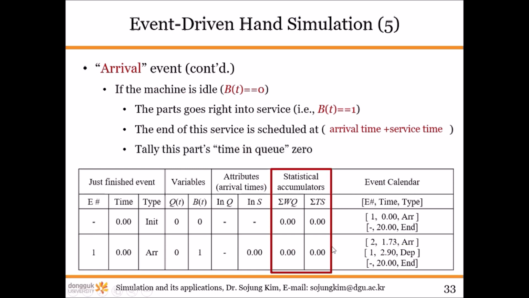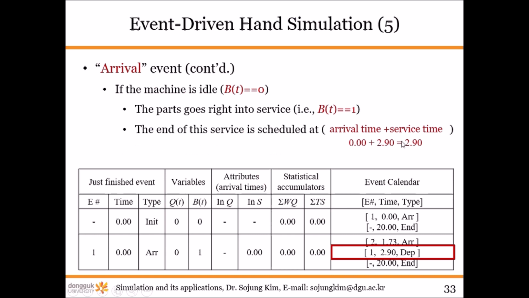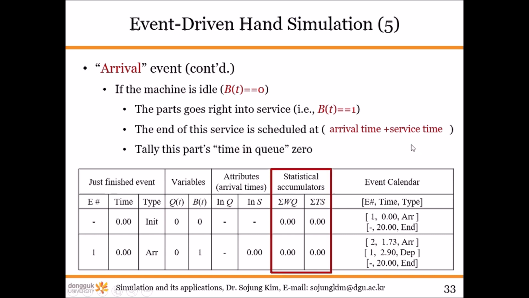Yes, this is the equation to get the 2.9 minutes, and the tally statistic is the part's time in the queue, which is 0. So tally this part's time in the queue as 0. Basically the statistic accumulators stay at 0 because there is no departure event yet.